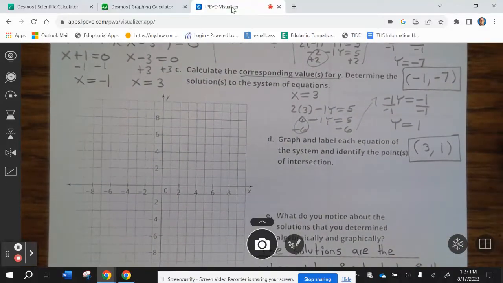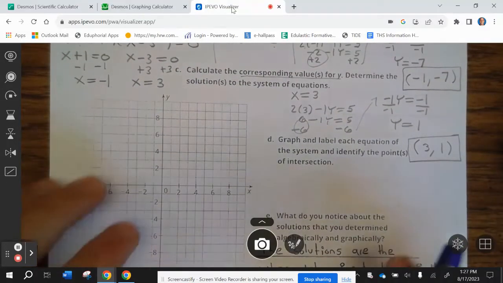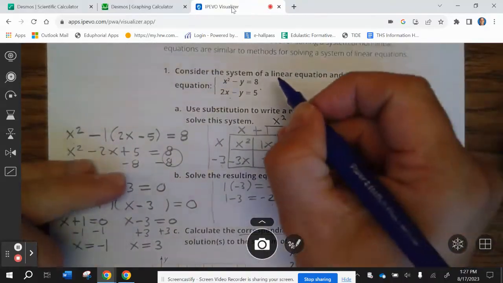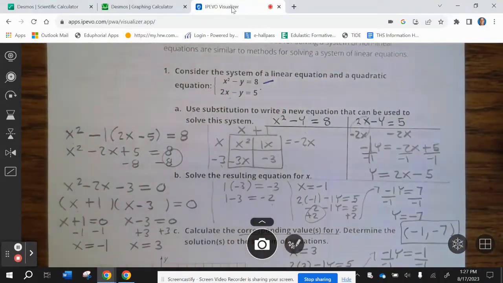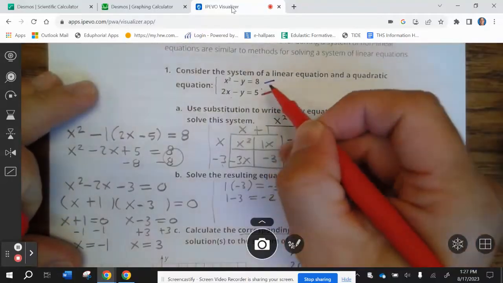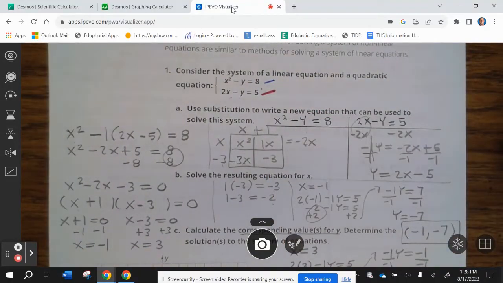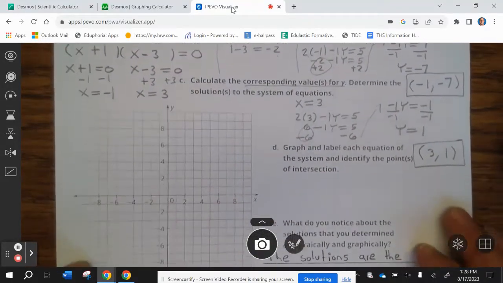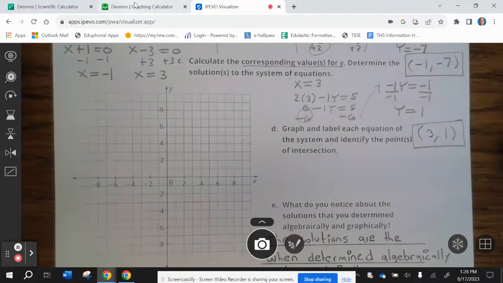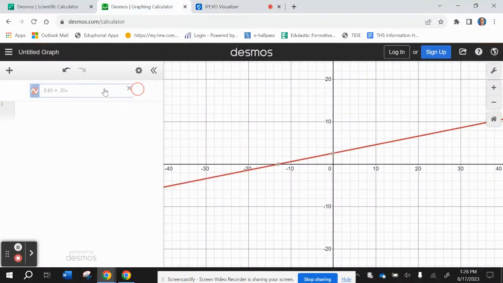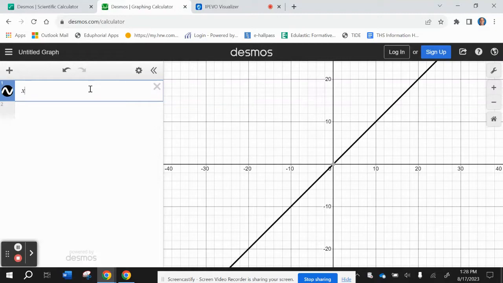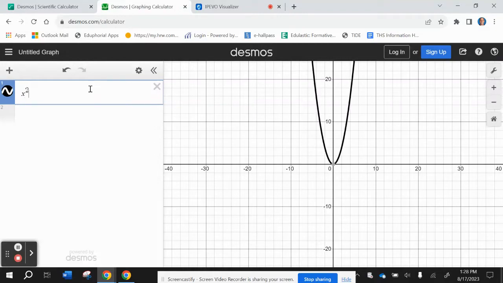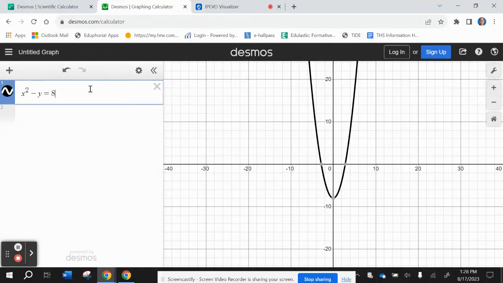Okay. All right, let's take a look at part D. We're going to graph and label. I'm going to go ahead and do this in blue and this in red. And to graph these, Desmos is probably going to be the most efficient way. So let's go ahead and do that, and let's graph them both.